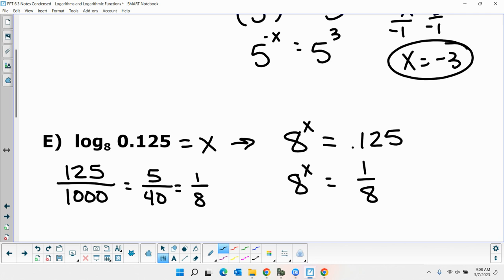Well, how should I write 1/8? How do we do 1/5? 8 to the what? How do we get it to move up? We make it negative 1. So what's our answer?